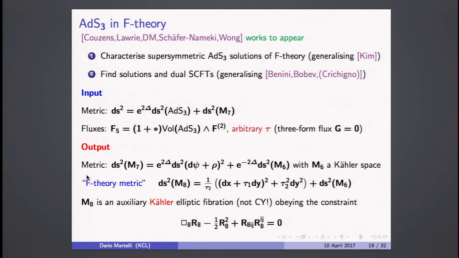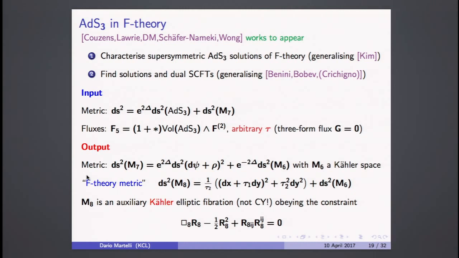So the plan is to have perhaps a couple of papers. The idea is to characterize supersymmetric solutions of F-theory, therefore generalizing the work of Kim, and then find solutions, therefore generalizing, for example, the work of Benini et al., right? And understand their field theory duals. So let me describe the gravity part. Again, we can input a similar ansatz, but then we allow for an arbitrary tau.